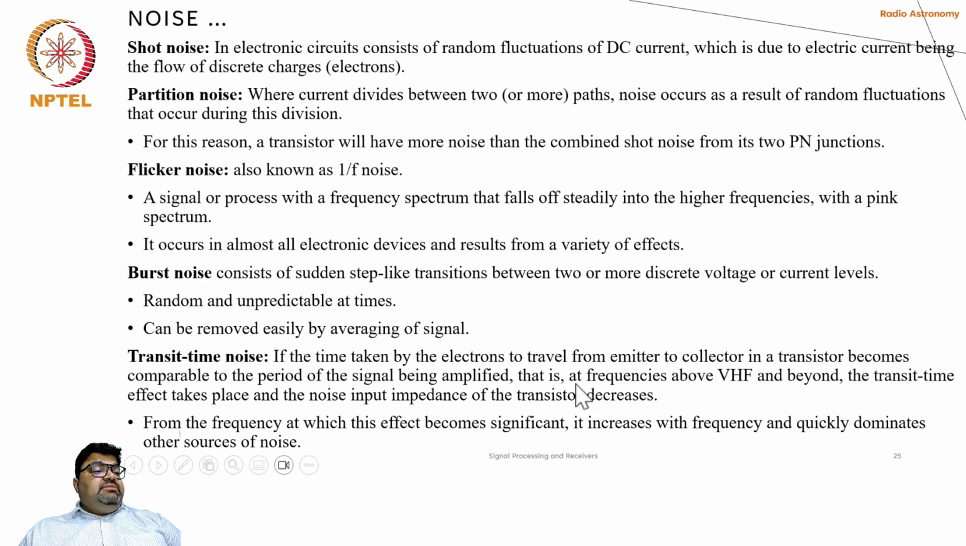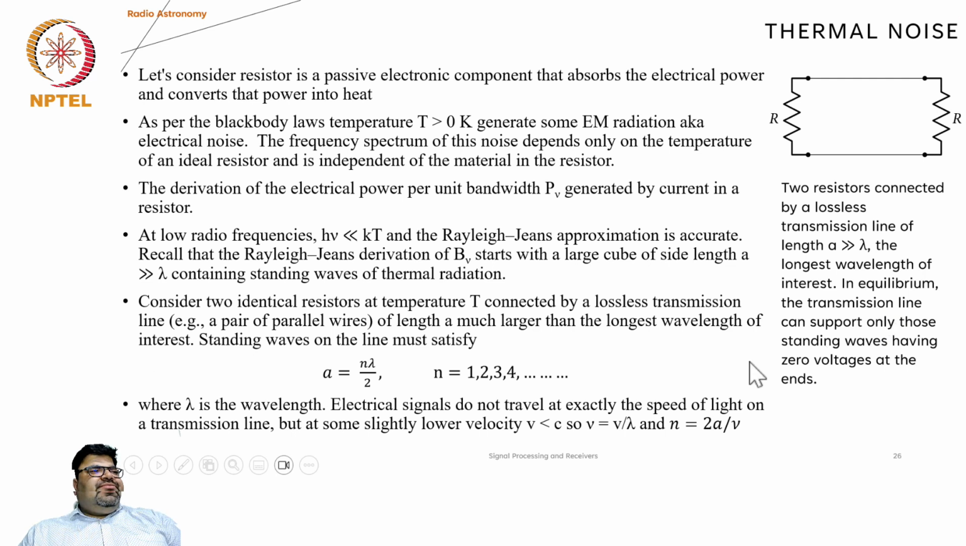Transit time noise: if the time taken by electrons to travel from emitter to collector in a transistor becomes comparable to the period of the signal being amplified, that is at frequencies above VHF and beyond, the transit time effect takes place and the input impedance of the transistor decreases. From the frequency at which this effect becomes significant, the noise increases with frequency and quickly dominates other sources of noise.